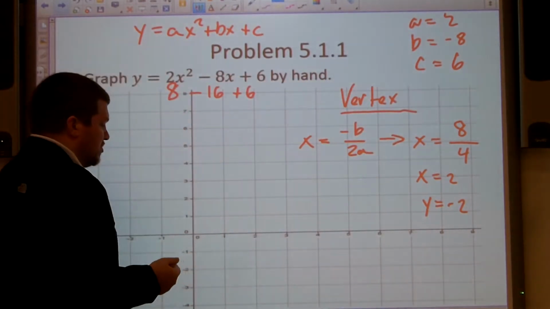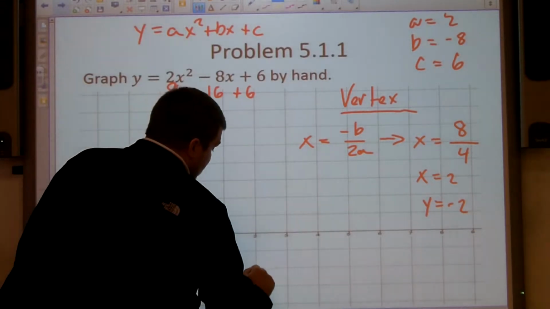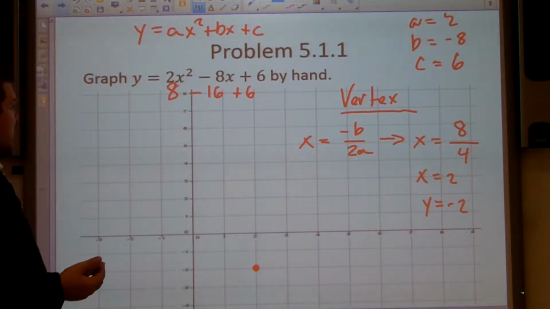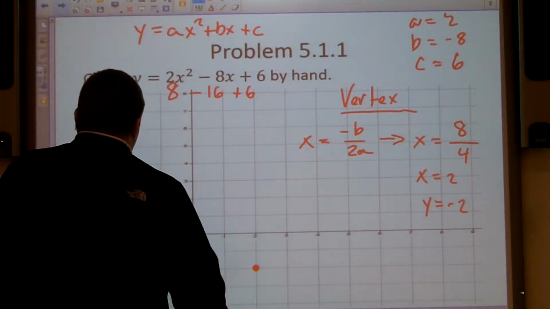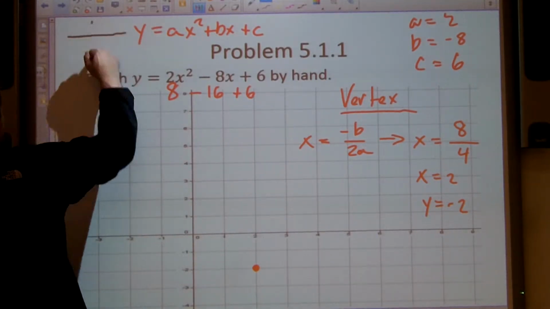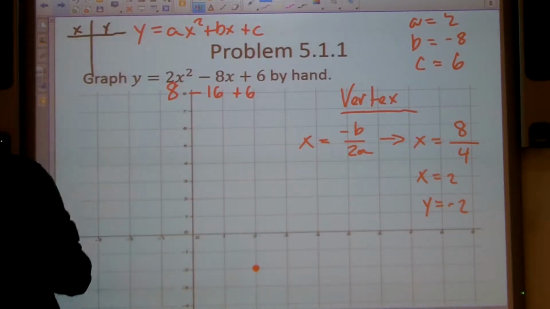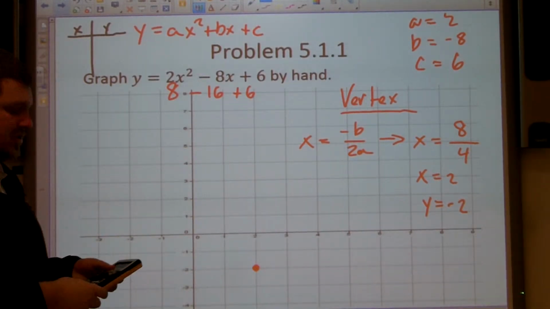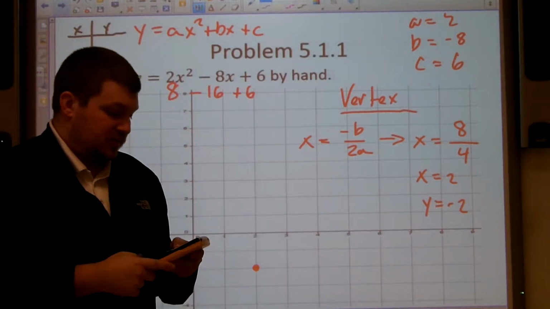So what I'm going to do now is just go ahead and graph my vertex. So my vertex is right here. And so that was my scratch work. So now what we can do to get some points is make a table of values. So x, y, and this is where I'm going to cheat a little bit because I don't want this video to last a super long time.